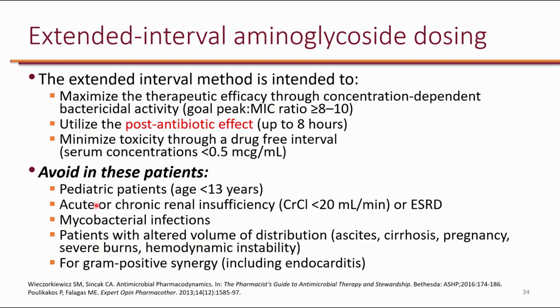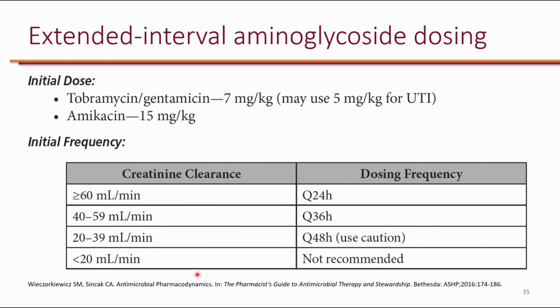The Hartford nomogram should be avoided in pediatric patients, in patients with acute renal insufficiency, if the creatinine clearance is less than 20, or if the patient is on dialysis and has end-stage renal disease. It should not be used for mycobacterial infections, and it should not be used in patients with altered volume of distribution, such as patients with ascites, cirrhosis, pregnancy, severe burns, and hemodynamic instability. And it should not be used for gram-positive synergy. For gram-positive synergy, you should always use traditional dosing.